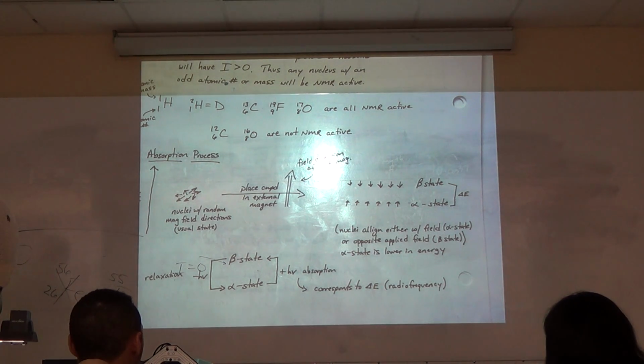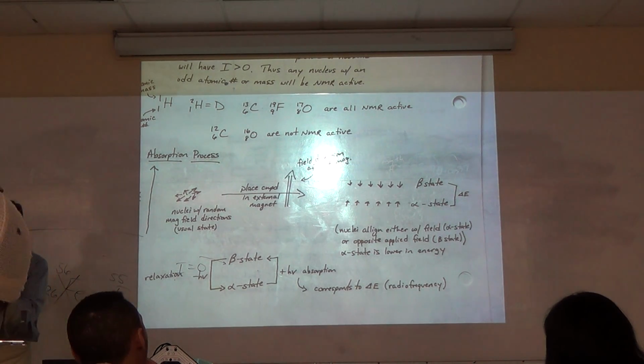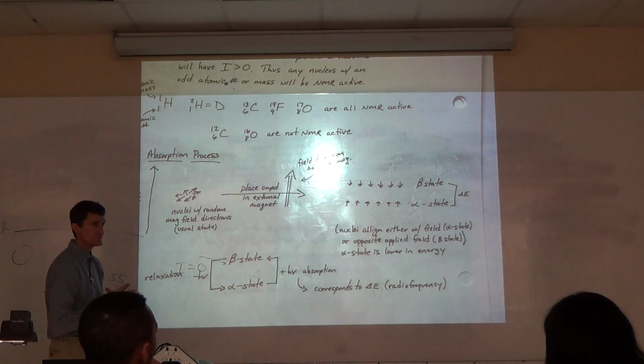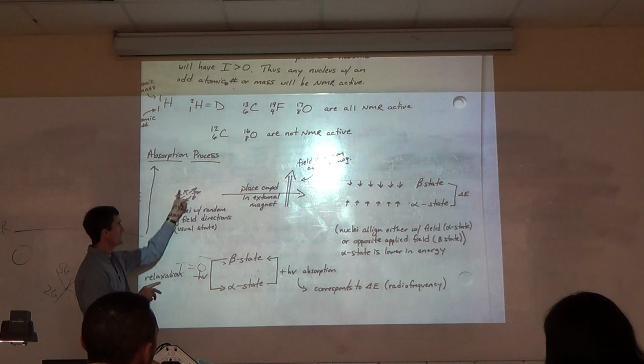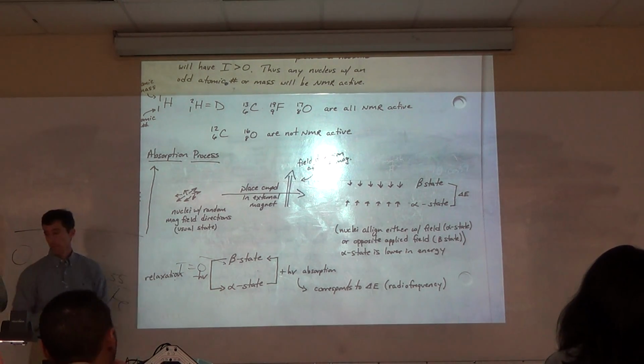And each of those nuclei has a magnetic field. It's spinning and creates a magnetic field. But all those fields, all those 12 fields for the 12 H's, are sort of random. Random in terms of their direction. And that's what I illustrate here. Nuclei with random magnetic field directions. Okay?